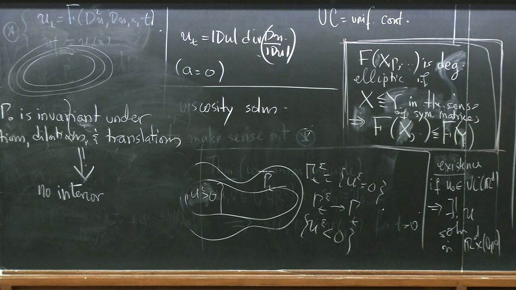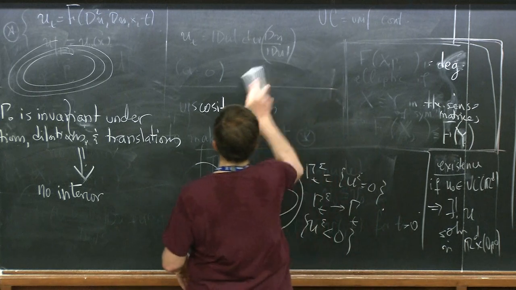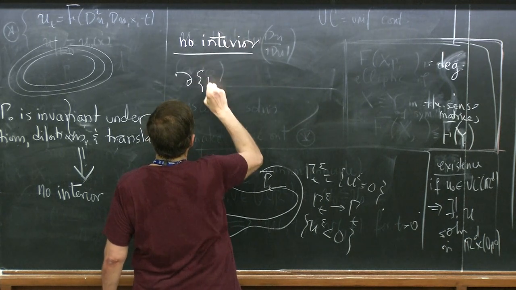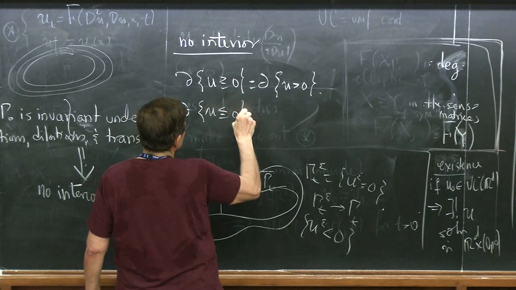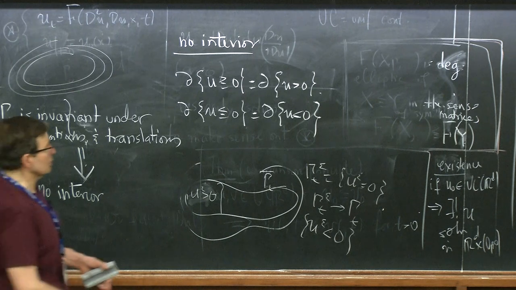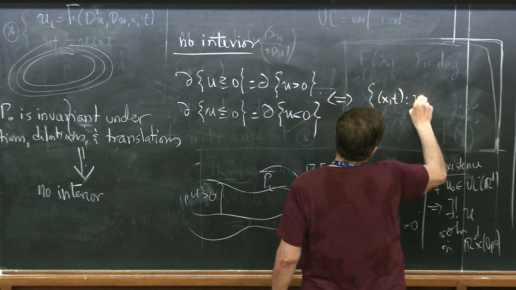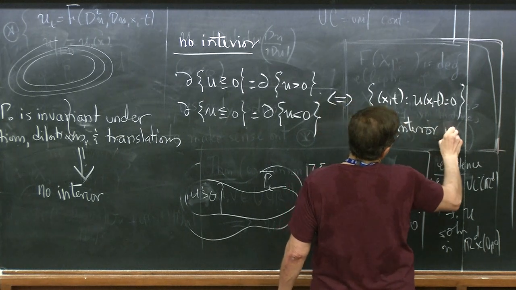No interior, for which I didn't give a formal definition, means that the set where u is zero cannot be an open set. No interior means that the boundary of the set where u is greater or equal to zero is the same as the boundary of the set where u is positive, and the boundary of the set where u is less or equal to zero is equal to the boundary of the set where u is negative. That's the mathematical definition of no interior. Under good conditions, that's equivalent to saying that the set {(x,t): u(x,t) = 0} has no interior in (x,t).